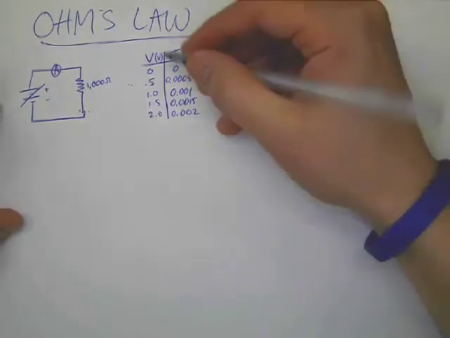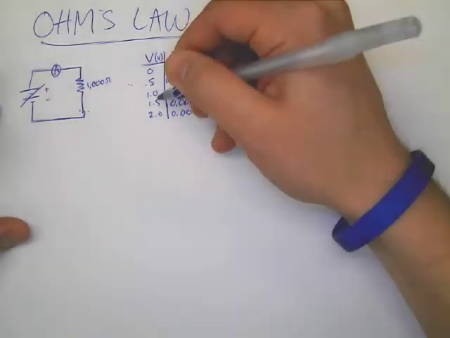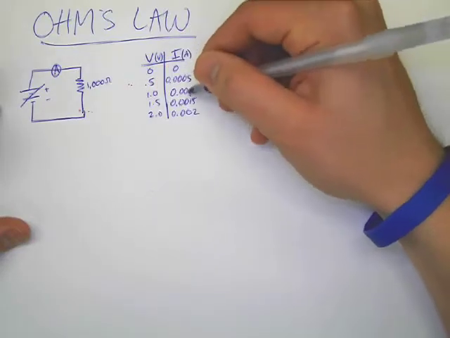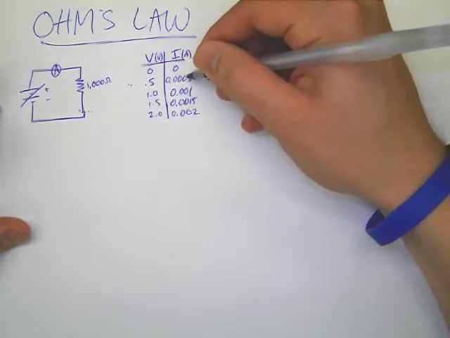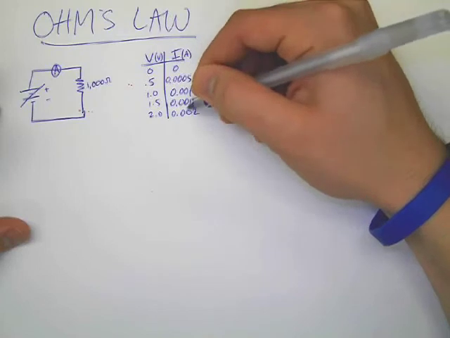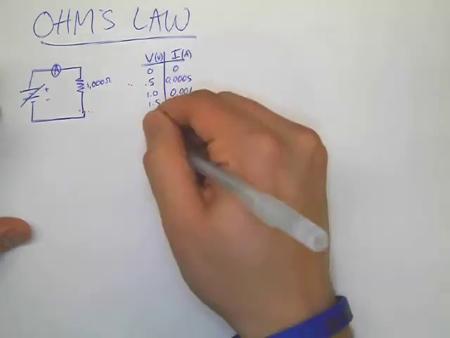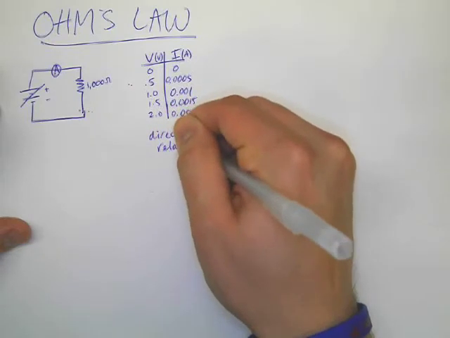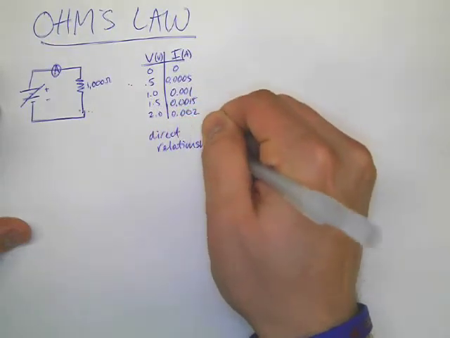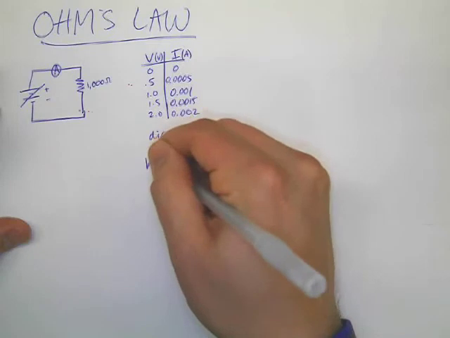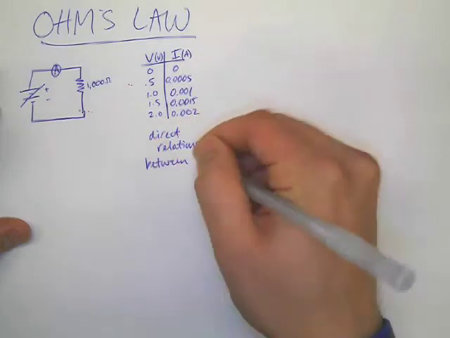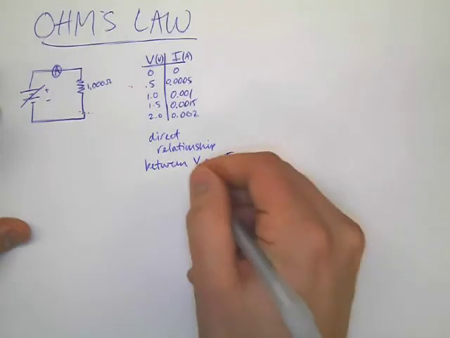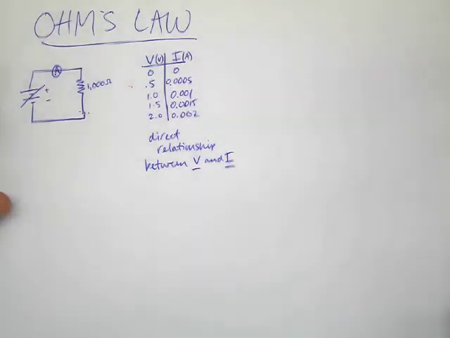If you look at the trend here, as this goes up in regular steps of 1/2 volt, this goes up in regular steps of 0.0005 amps. So we would say that there is definitely a direct relationship here between V and I. So as we increase the voltage, we increase the current.